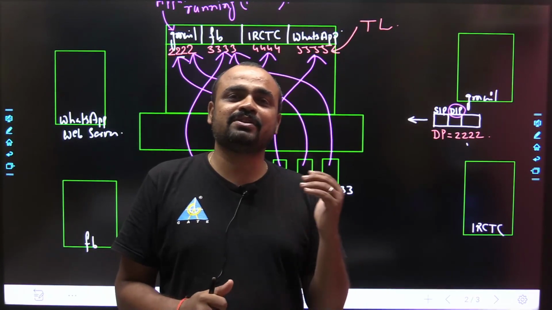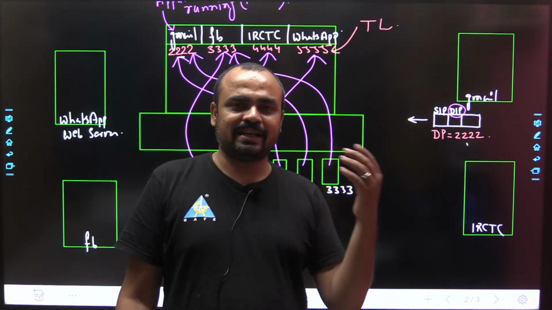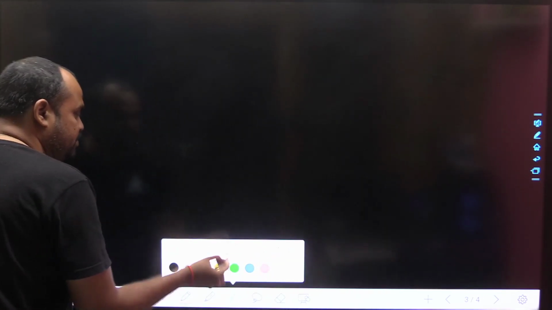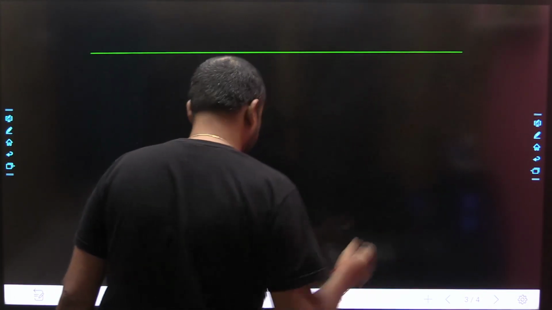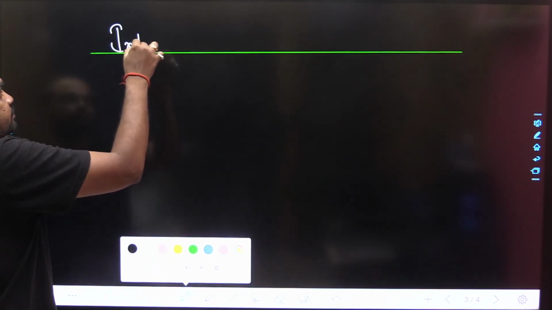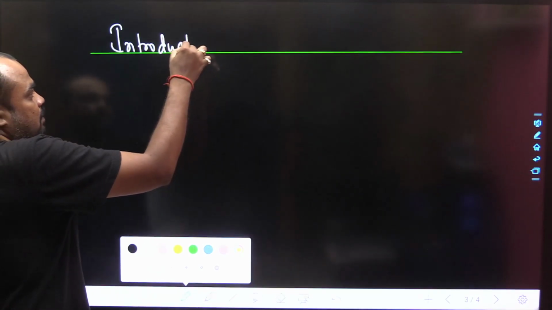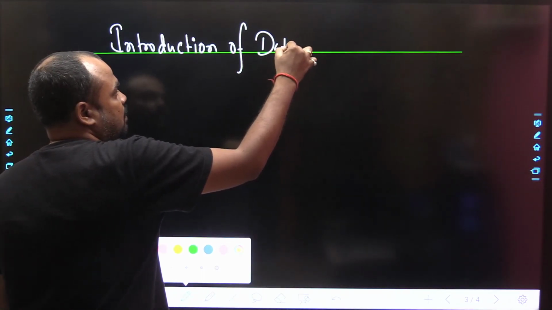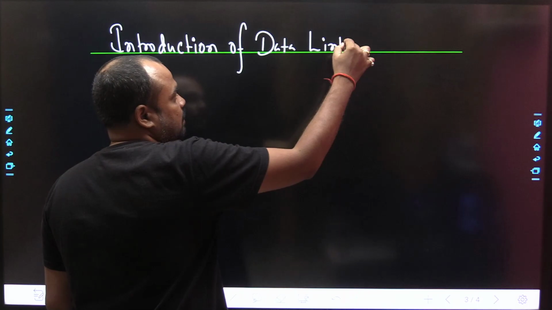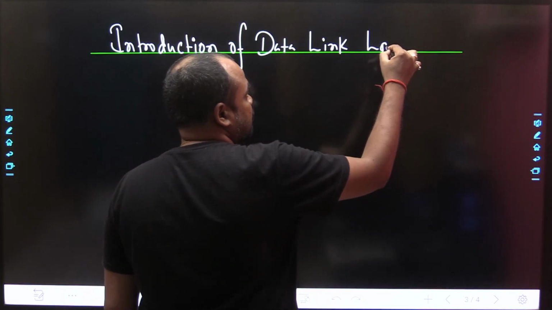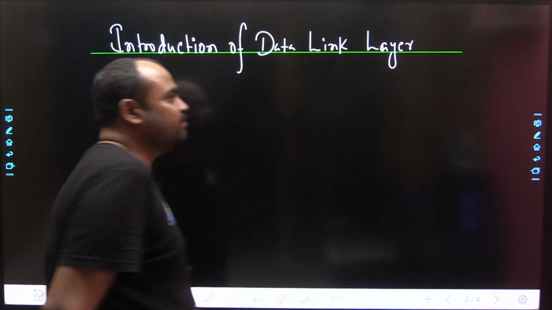Now I am directly starting from the next chapter, that is, the data link layer. So let's move to the data link layer, and give the heading: introduction of data link layer.